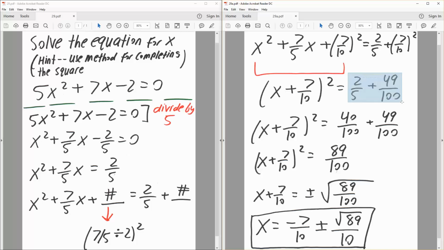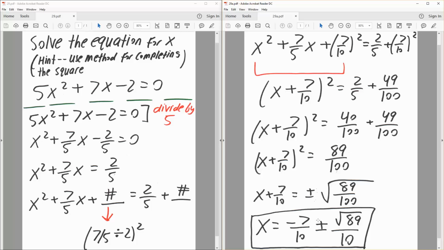Next, we want to get a common denominator for this. And the common denominator would be 100. So instead of saying 2/5, we could say 40 over 100. So 40 over 100 plus 49 over 100 would be 89 over 100. And now the next step is to take the square root of both sides. So we would get x plus 7 over 10 is equal to plus or minus the square root of 89 over 100. And so we can say that x is equal to negative 7 over 10.